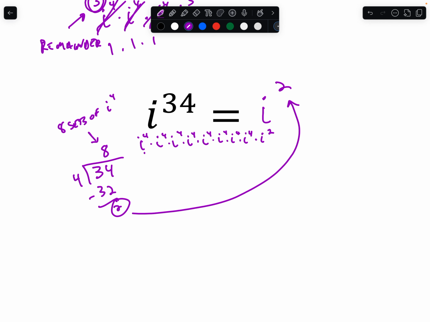Notice there's 1, 2, 3, 4, 5, 6, 7, 8 ones. 1 times 1 times 1 times 1 times 1 times 1 times 1. We don't care about those. We don't care about how many sets there are. We just look at the remainder. There's 2 left over, so it's i squared.